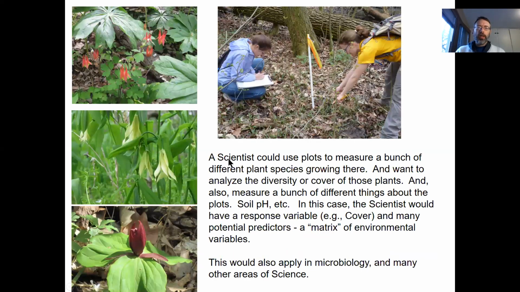Anyway. So a scientist, for example, could measure a bunch of different plant species growing in some plots and want to analyze the diversity or cover of those plants. So that's one response variable, cover, how much herbs are there. And we might measure a bunch of things about the environment or the soil, like soil pH. The scientist could have this one response variable and then a matrix of many different environmental variables. This would apply in microbiology as well, of course. What are all these different factors that could drive infection rate or something? So you could have multiple predictors and a single response variable.